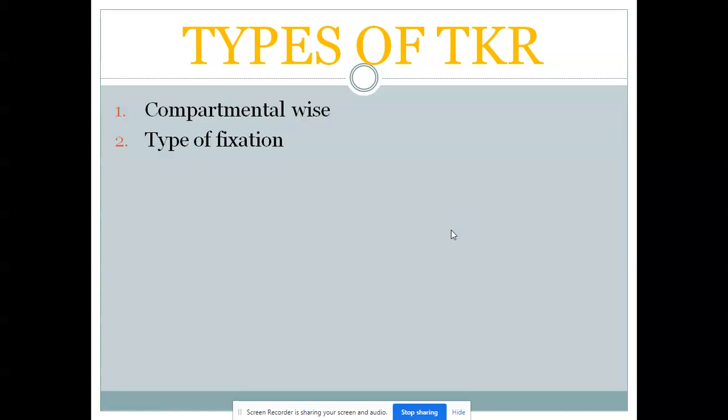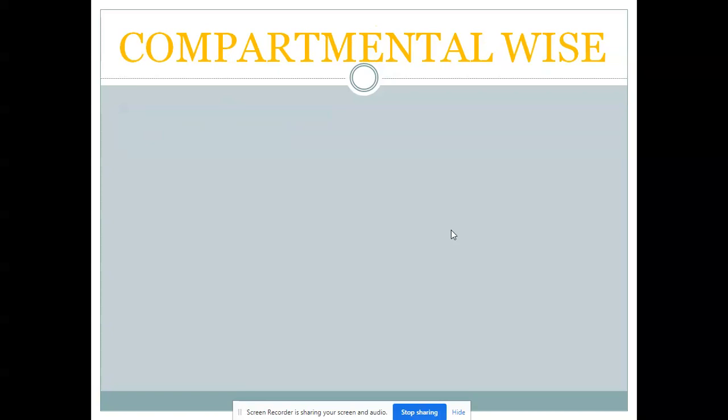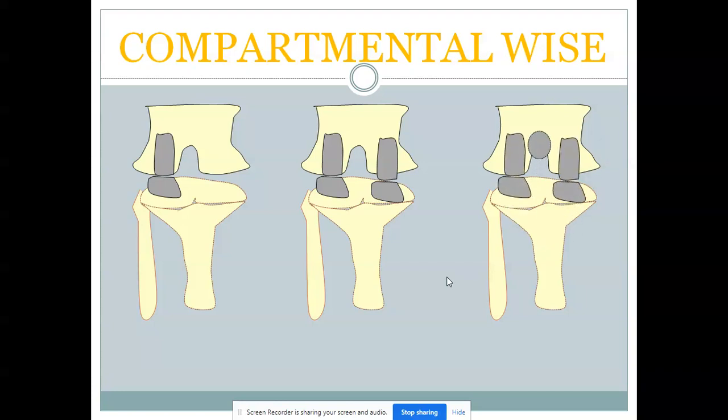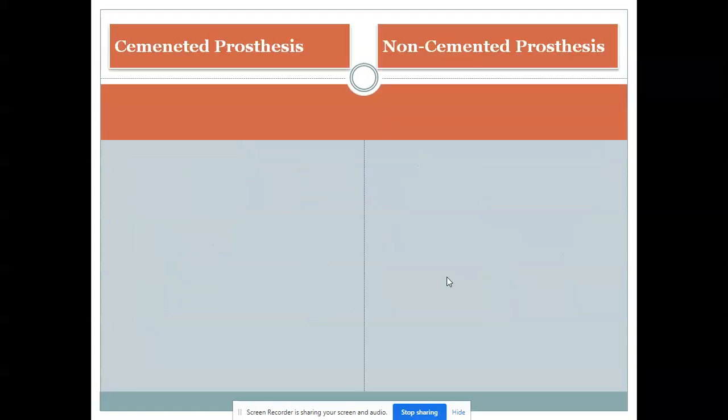Coming to the classification of TKR, compartmental wise and fixation wise. First one, let's deal with compartmental wise. As I already told, the above bone is femur, the below bone is tibia and fibula. Let's just concentrate on the tibia. First one is unicompartmental, where only your lateral or medial compartment is replaced by the prosthesis. Second one, bicompartmental, where both lateral and medial compartments are replaced. Third one, tricompartmental, where the lateral part, medial part, and also the patellar component are replaced.